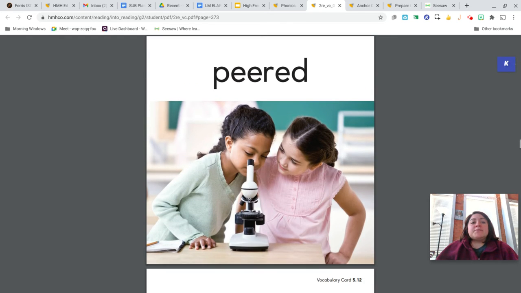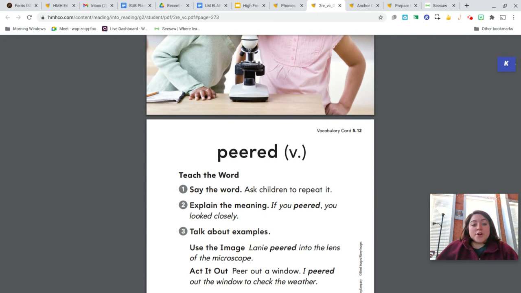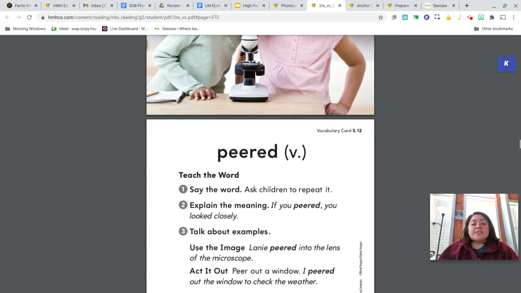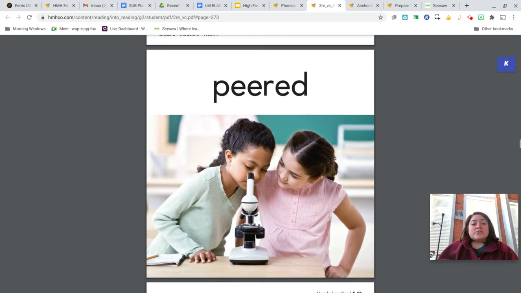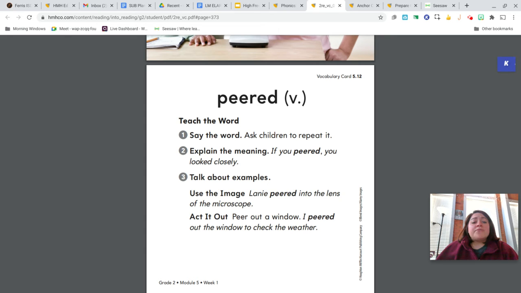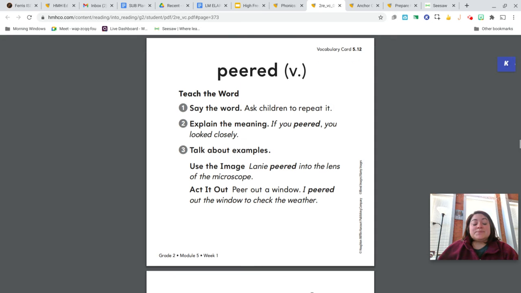All right, everybody repeat after me. Peered. Peered is a verb. If you peered, you looked closely. Lainey peered into the lens of a microscope. So she's looking closely at whatever's in that microscope, peering into the microscope. I peered out the window to check the weather. Miss Wellington does this a lot just to make sure if we can go outside or not, in case it's rainy or gray outside.